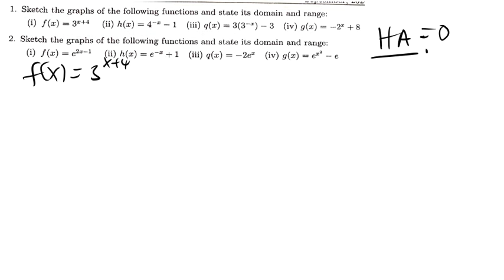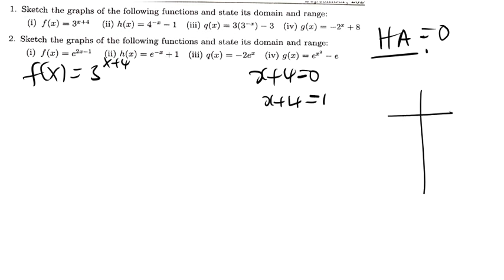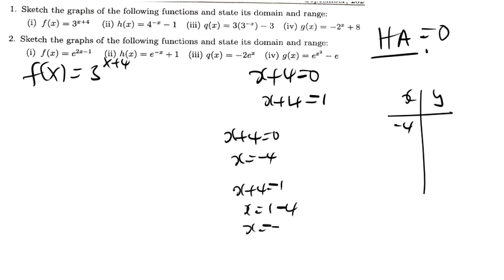Second, equate the power to two things: equate the power equal to 0 and also equal to 1. Then solve for x. Why am I equating to 0 and 1? Because I know that any number to the power 0 is 1, and any number to the power 1 is the number itself. Then just have your two coordinates, x and y. So first solve for x. The first one is x plus 4 is equal to 0, meaning x is equal to negative 4. So put negative 4 here. The next one is x plus 4 is equal to 1, then x is equal to 1 minus 4, x is equal to negative 3.